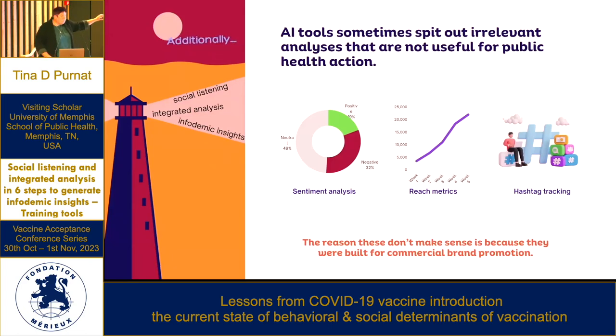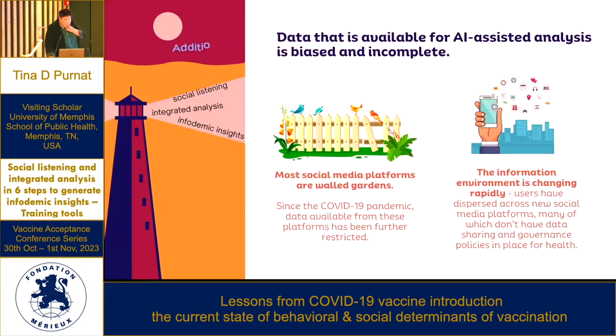Same issue with reach metrics, same issue with hashtag tracking that is built into most of the commercial and open tools. The reason why these don't make sense is because they were built for commercial brand promotion. I can go on and on about how promoting health is different than selling a product or service. It's not only about discrete behaviors, but also the fact that this is a cyclical choice that is accumulative for a person over the life course. And we need to be really careful how we actually use the computational tools and the metrics in this space.